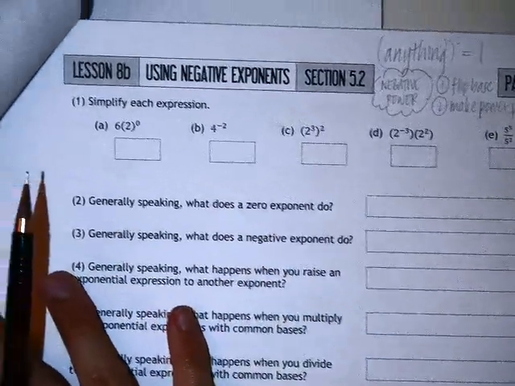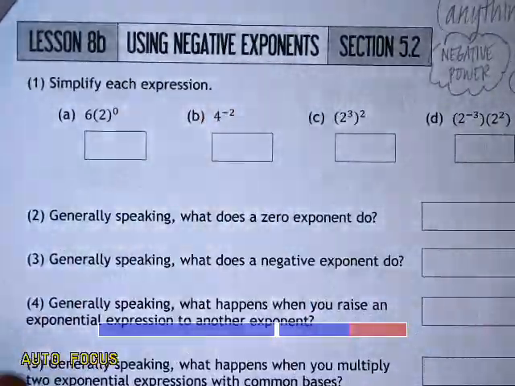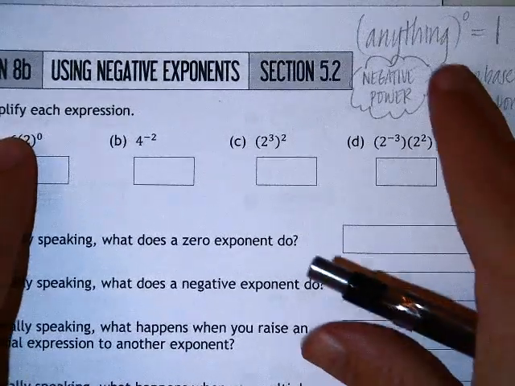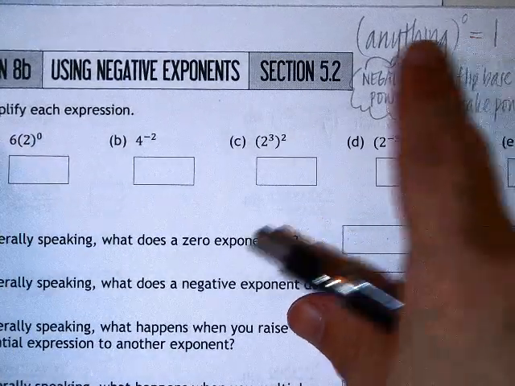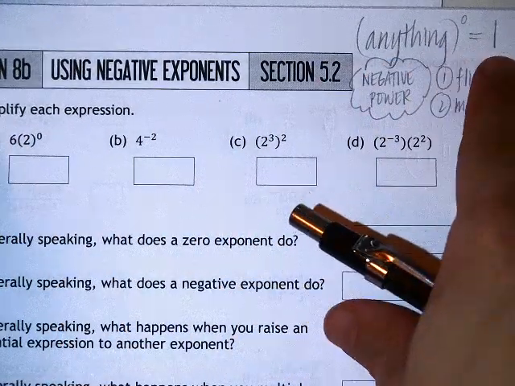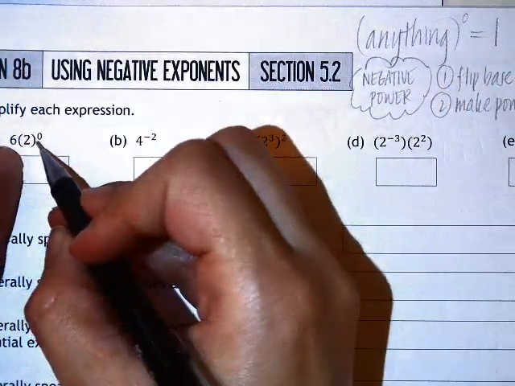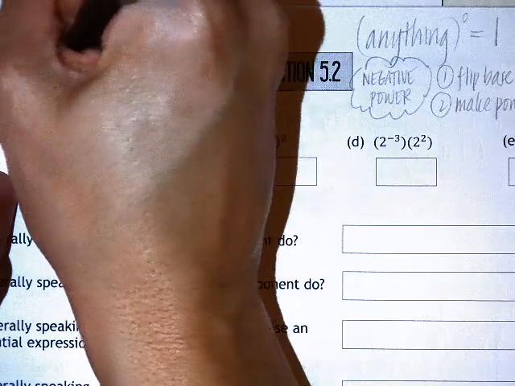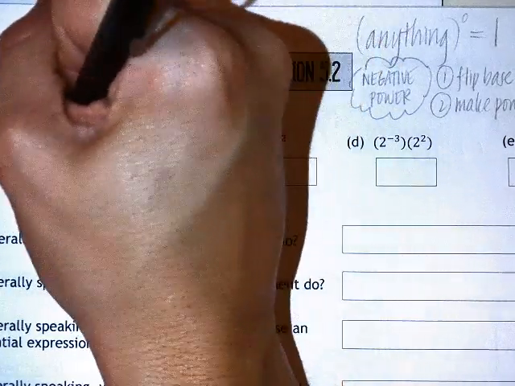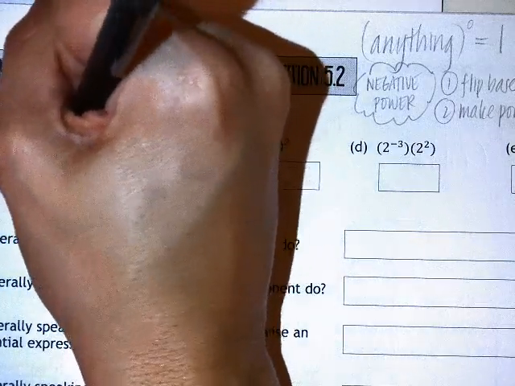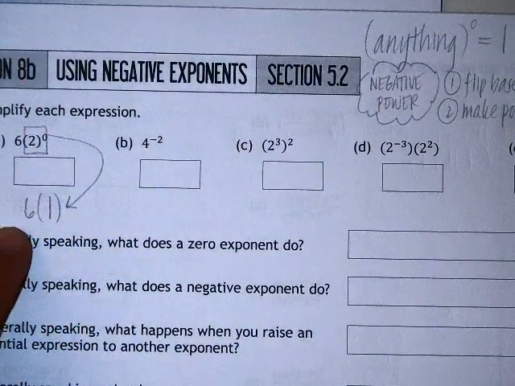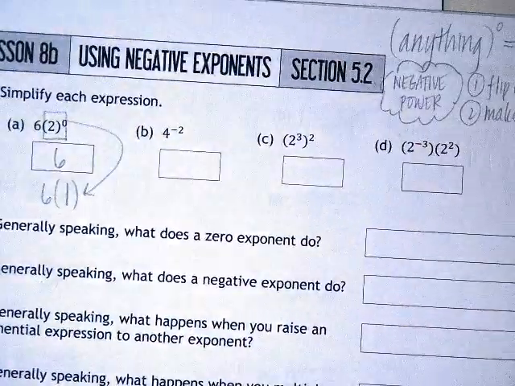For example, in number 1, letter A, 6 times 2 to the 0 clearly has a 0 power, so I'll apply that rule that anything to the power of 0 is 1. Now I'll just remember here, the 6 is not being raised to the power of 0, just the 2 is. So 2 to the power of 0 is 1. That's a substitution I'm allowed to make. But the 6 is still multiplying that 1. So 6 times 1 would give me 6.